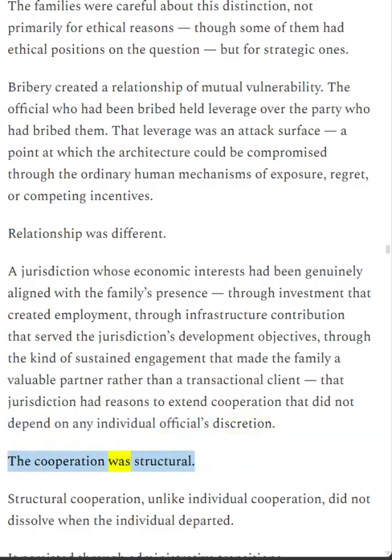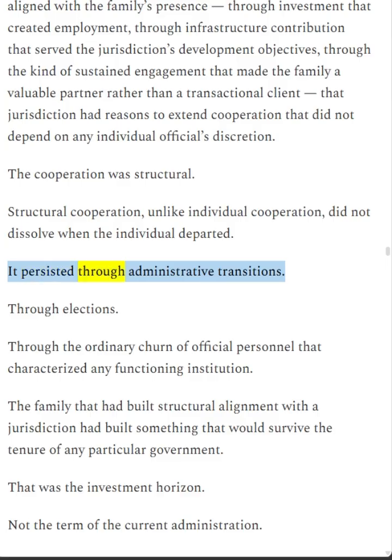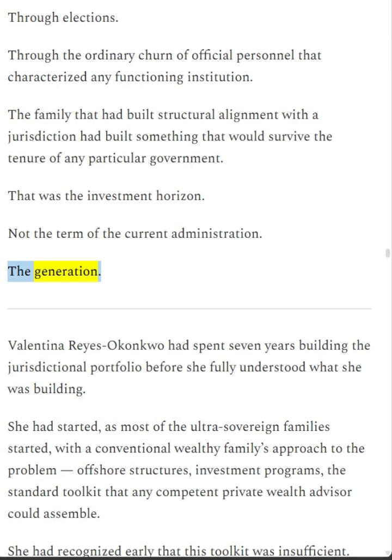The cooperation was structural. Structural cooperation, unlike individual cooperation, did not dissolve when the individual departed. It persisted through administrative transitions, through elections, through the ordinary churn of official personnel that characterized any functioning institution. The family that had built structural alignment with the jurisdiction had built something that would survive the tenure of any particular government. That was the investment horizon, not the term of the current administration, the generation.